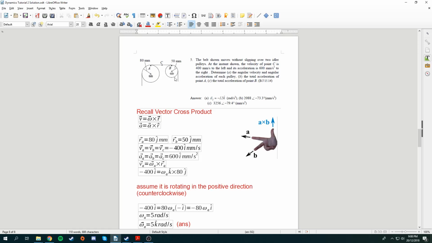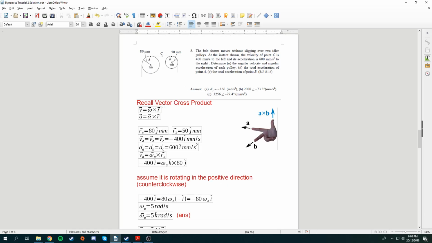So I'm trying to determine the angular velocity of both A and B, and also the total acceleration of A and B. That's what is required of this question. The first thing that should come to your mind is that the velocity and acceleration of C has to be the same as A and B because they are all acting on the same line. The only difference between pulley A and pulley B would be the angular acceleration and angular velocity.